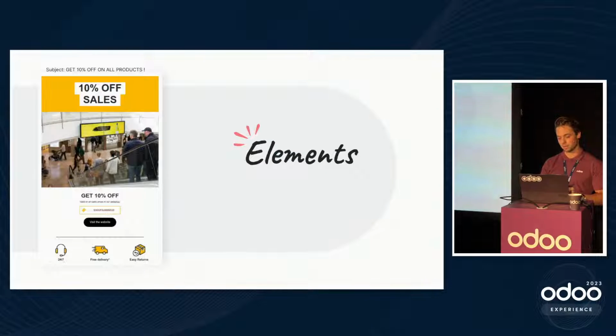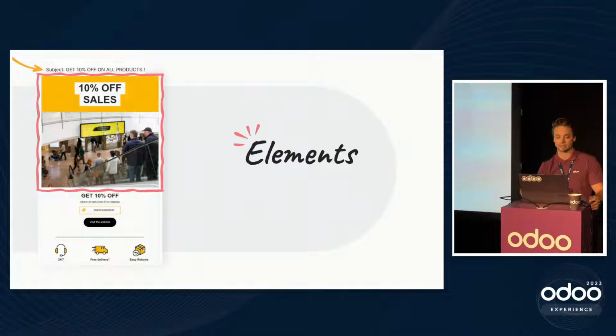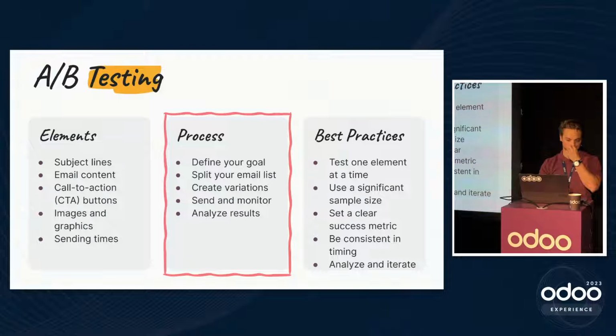If I take an email, what do I have first? I have the subject line. I can play with the subject line. That is an interesting element first. Then I have the email content: the images, the text that I have, the different call to action, or the only call to action in this case. And finally, the timing. That's also an element, when you will send the campaign.